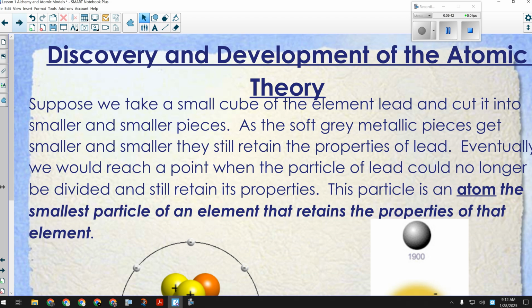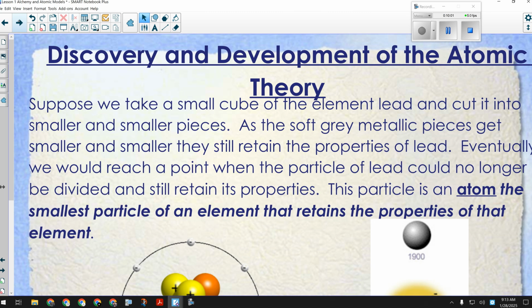Every element has different atoms. Okay, so if I have a big block of lead, okay, every single atom in that block is the same. All lead atoms are the same. That's why every piece of that block has the same properties.